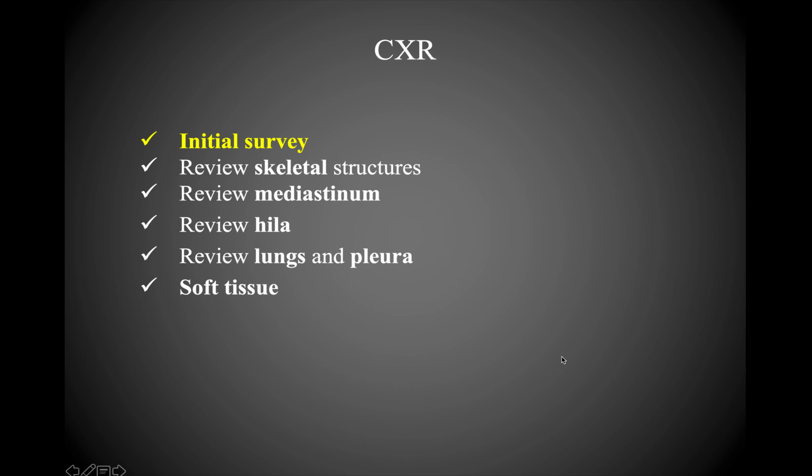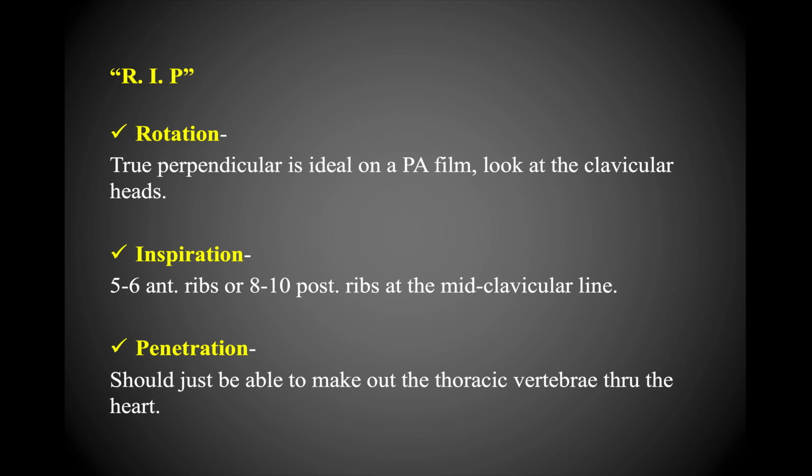Is going to run through once again the standardized approach to reading a chest x-ray. So recall that we said that the first thing to do is to do an initial survey and then run through and look at specific structures within the chest: skeleton, mediastinum, hila, lungs and pleura, and then the soft tissue. So we're going to walk through that here real quick.